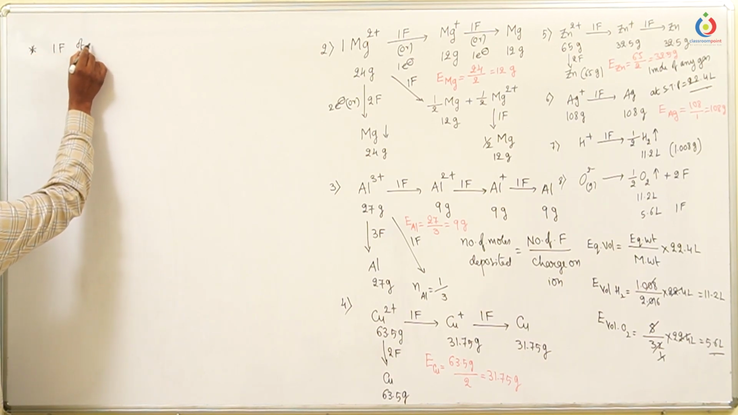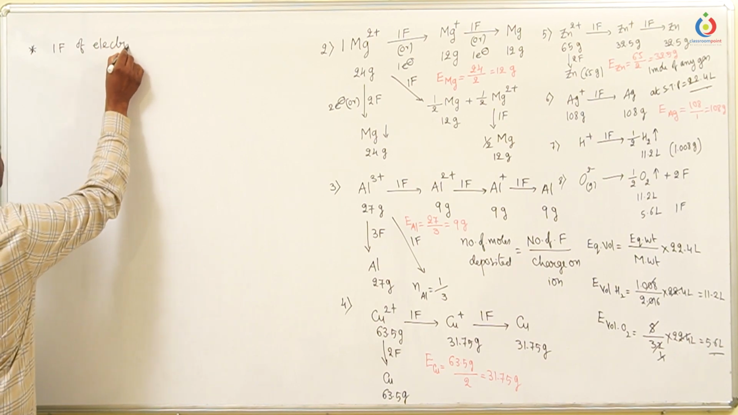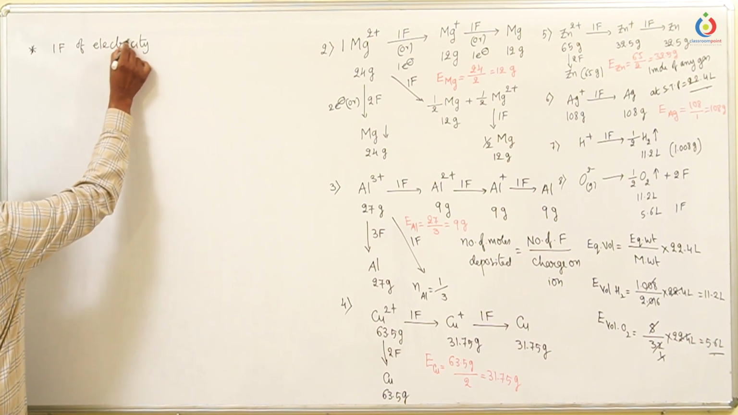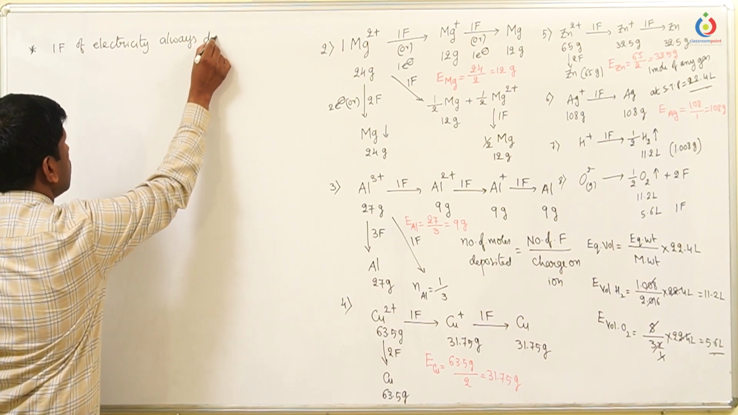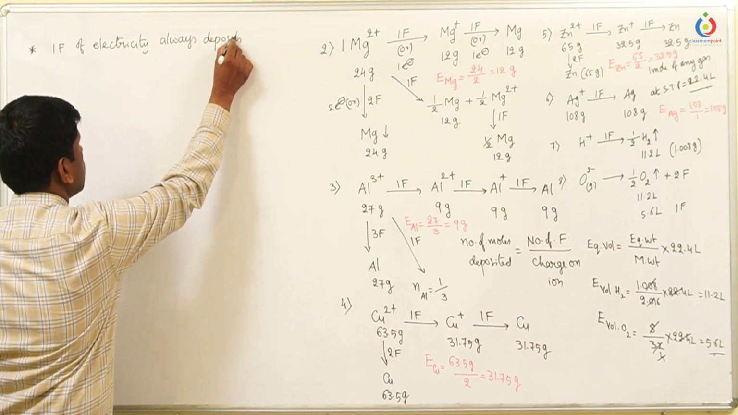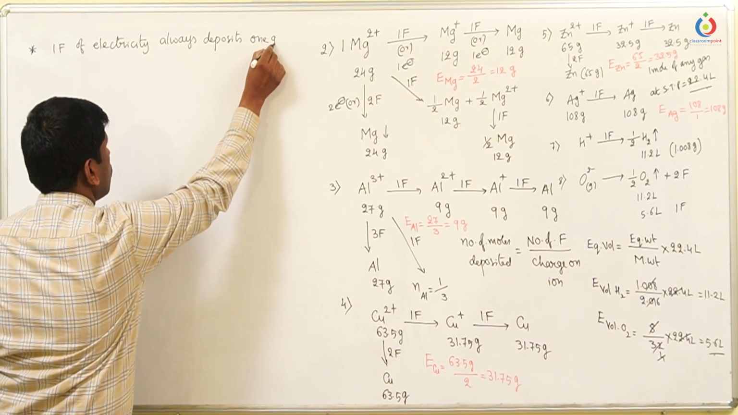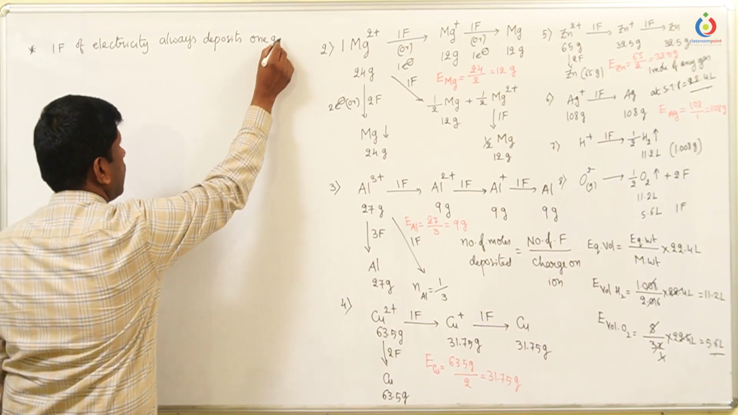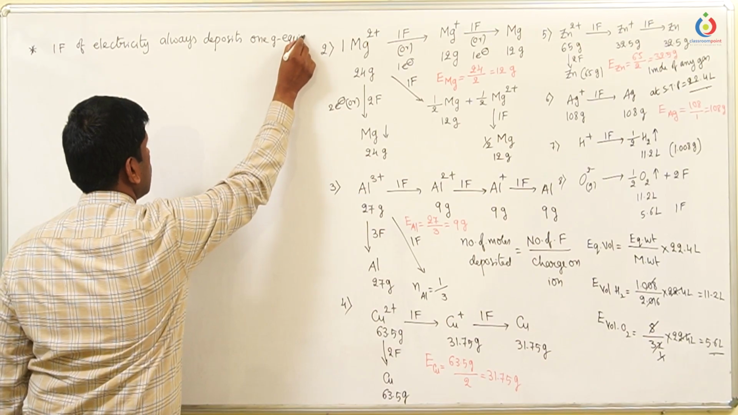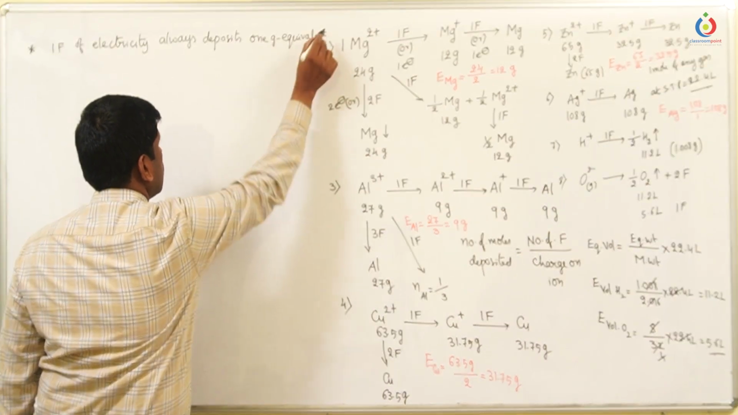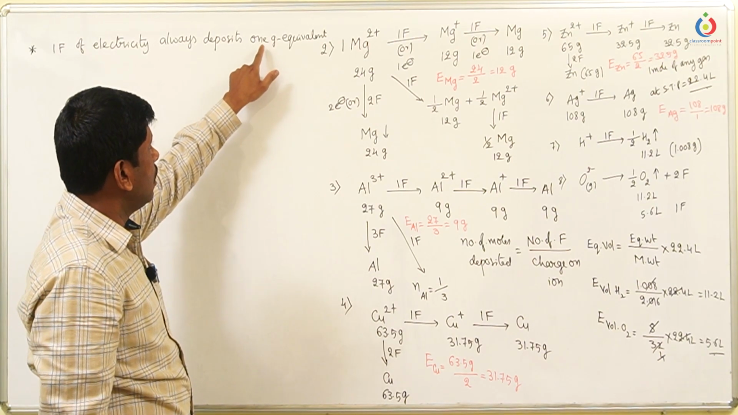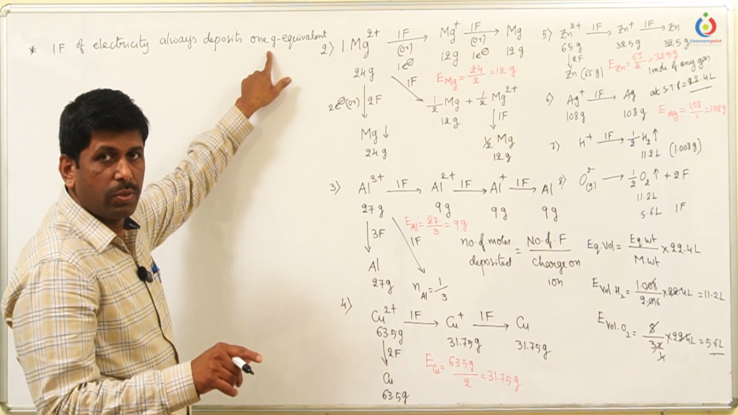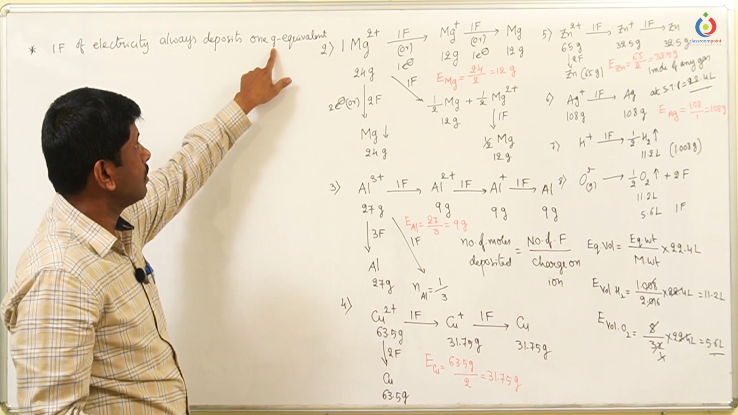One Faraday of electricity always deposits 1 gram equivalent. You should not misunderstand what 1 gram equivalent is. It is not 1 gram actually, it is 1 part mass in grams.